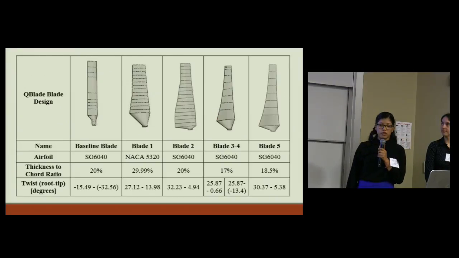Here we can see the different blade designs that our team went through. These five different blades were actually 3D printed and tested, and the blade that we ended up taking to the competition was blade 5, which used the airfoil SG6040 with a thickness to chord ratio of 18.5 and a twist of 30 degrees at the root and closer to 0 at the tip. We also ended up making our airfoil at the root closer to the hub, and that was to increase the lift during low wind speeds for our cut-in wind speed.